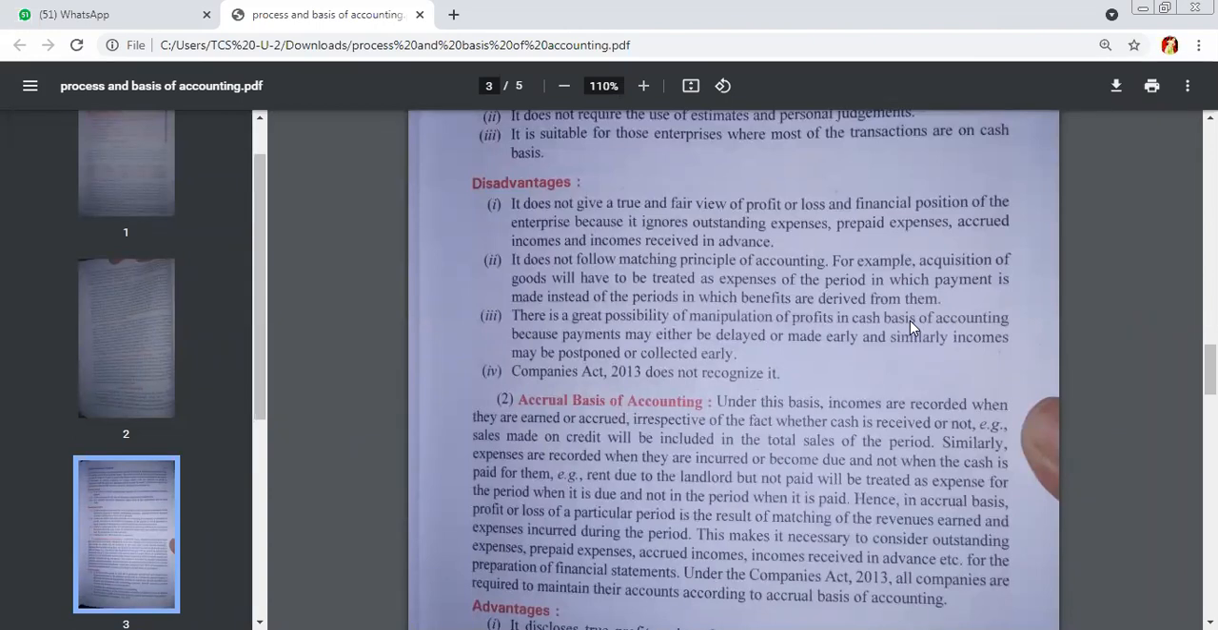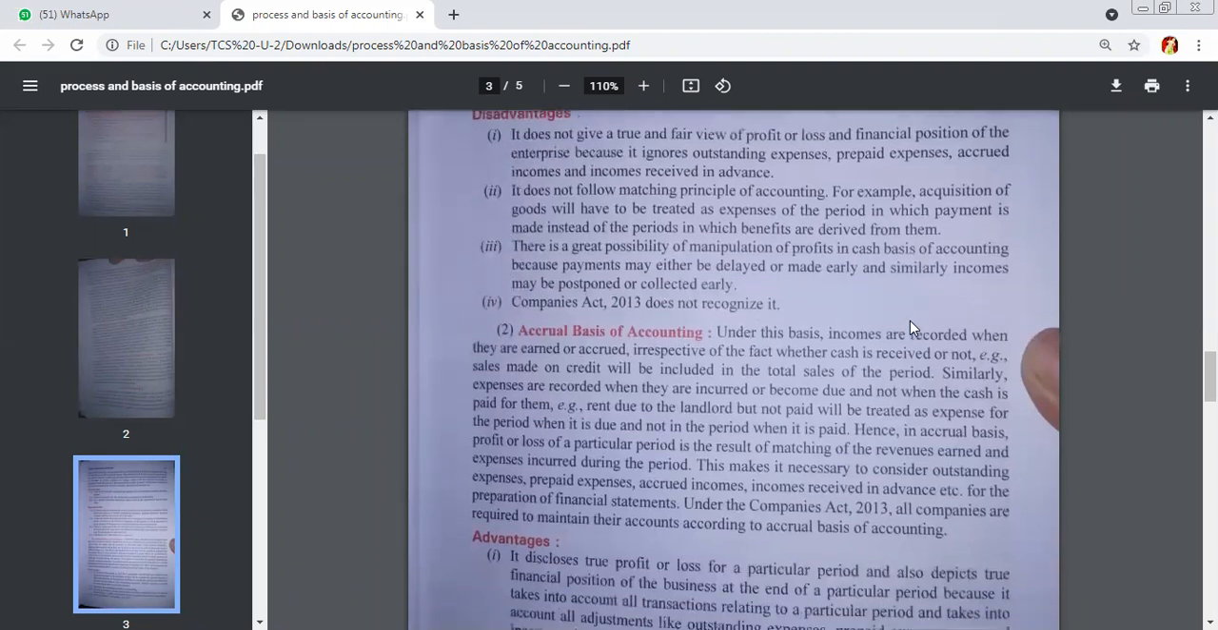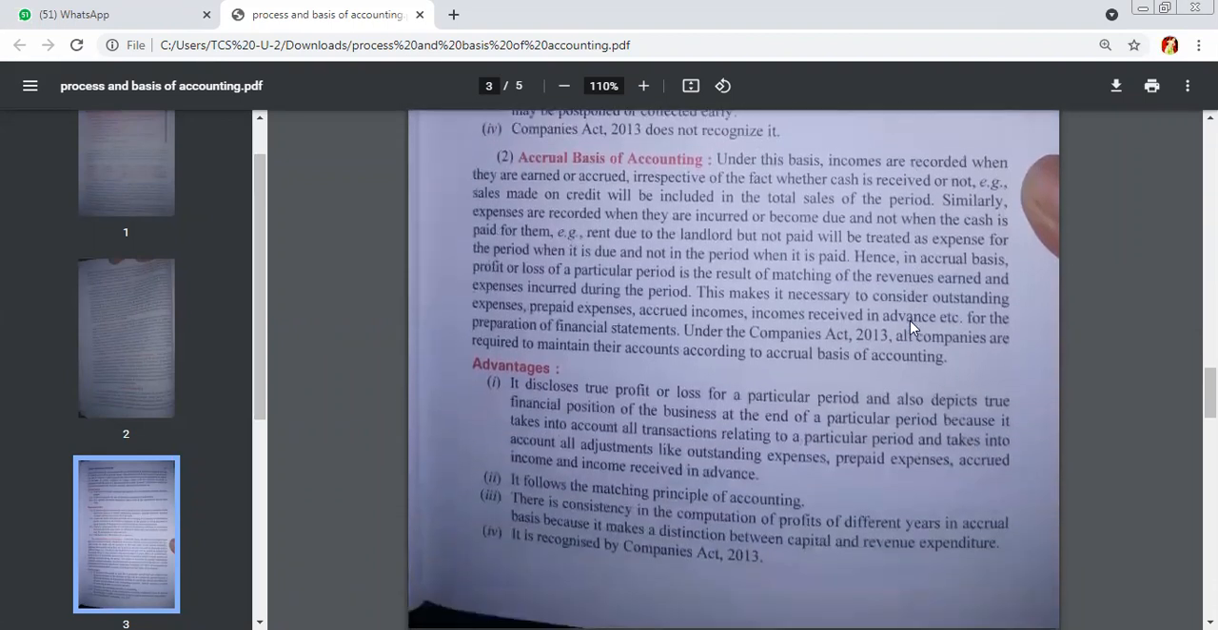There is a great possibility of manipulation of profit in the cash basis of accounting, because sometimes payments may be delayed or made earlier. Similarly, income can be postponed or collected earlier. Moreover, the Companies Act 2013, in fact any Companies Act, does not recognize this basis of accounting. Let's move to the next.